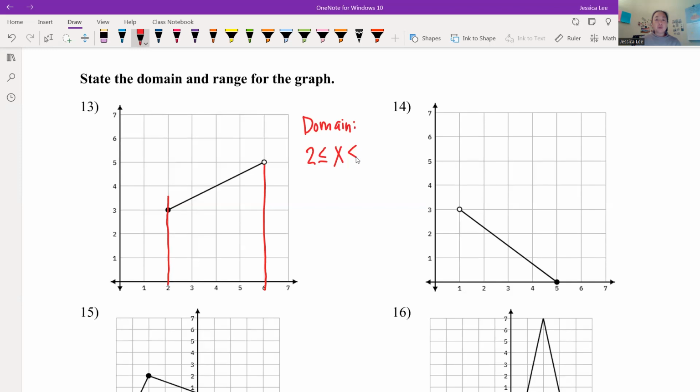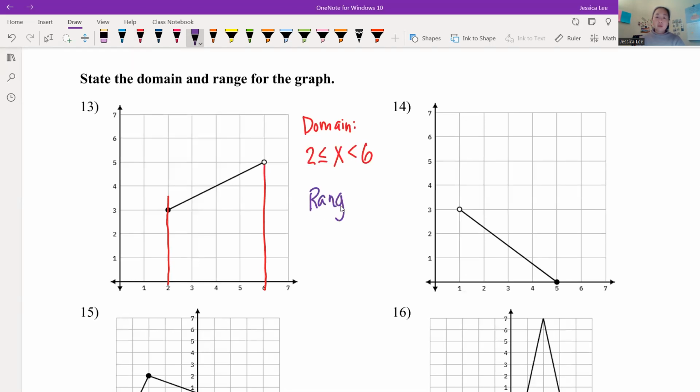2 is less than or equal to x, which is less than what number? 6. Notice I did not put the equal to sign because that is an open circle. Open circle is like a hole, cannot actually be that. It could be 5.99999, but it just can't be 6. Okay, so anything up to 6 they can be. All right, then we're going to do the range, I should say.